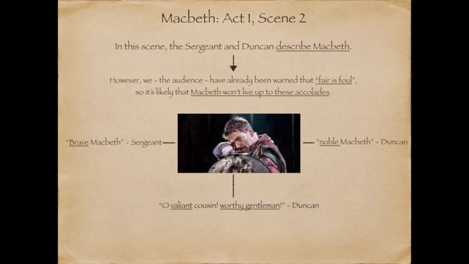Now, the Sergeant's conversation with Duncan is really important because they describe Macbeth as brave Macbeth, noble Macbeth, and O valiant cousin, worthy gentleman. So they're painting a really positive picture of Macbeth. However, from the witches, we already know that not everything is as it seems. So it's likely that Macbeth won't live up to these accolades, which indeed he doesn't.